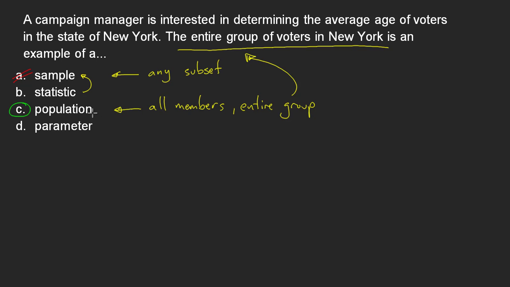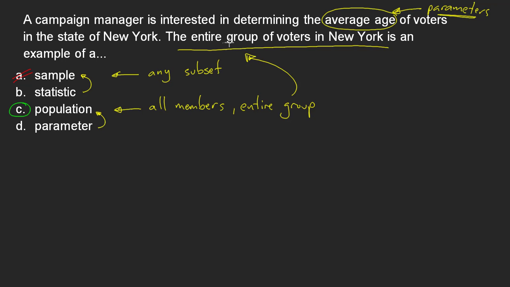If I instead am looking at a population and I have some measurement or some property of the population in mind, that is a parameter. In fact, there's a parameter here: the average age of voters in the state of New York. The average age of the population, well, that is a parameter. Parameters are properties or characteristics of the population.